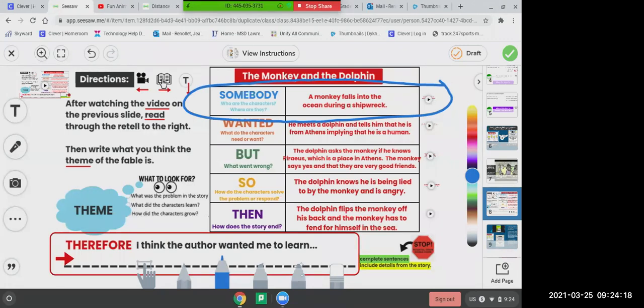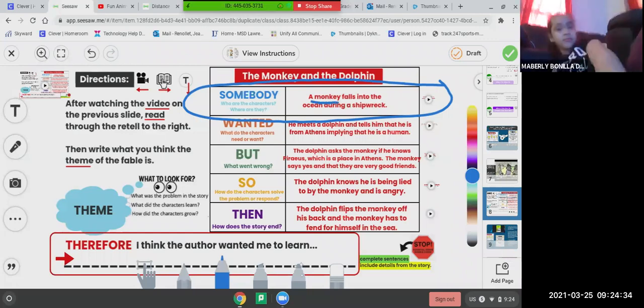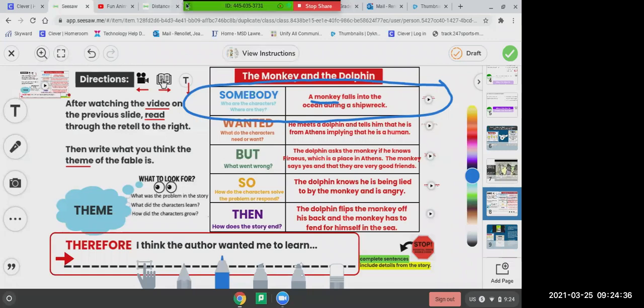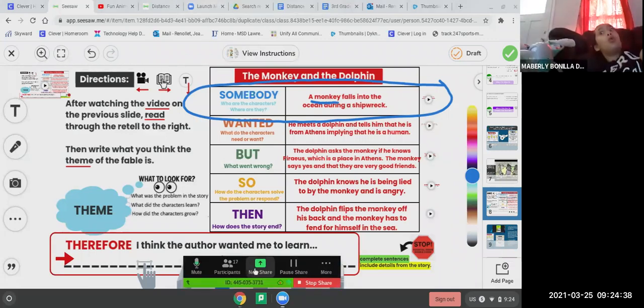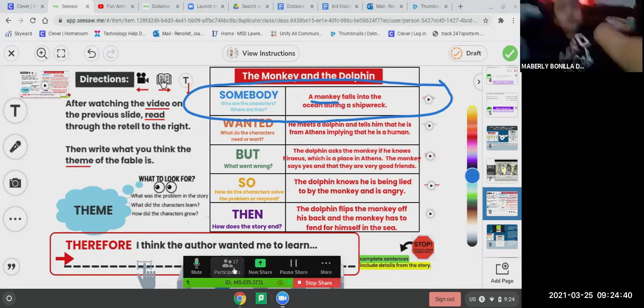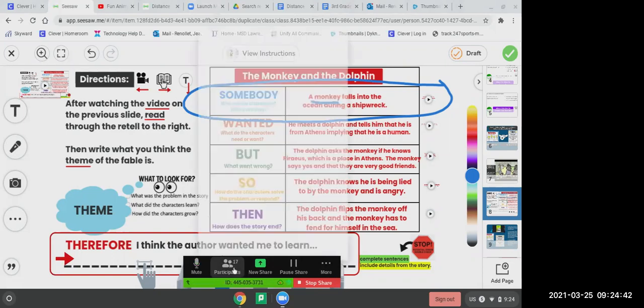Mrs. Thaxton wrote, a monkey falls into the ocean during a shipwreck. So now we have our character, a monkey, and now we know a little bit about the setting. We know that they're in the ocean in a shipwreck. Next, we're going to look at the wanted. What do our characters want or need?